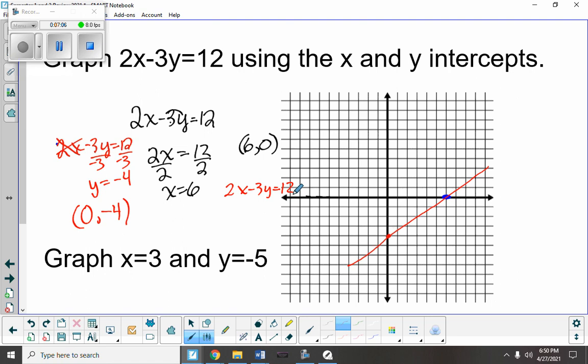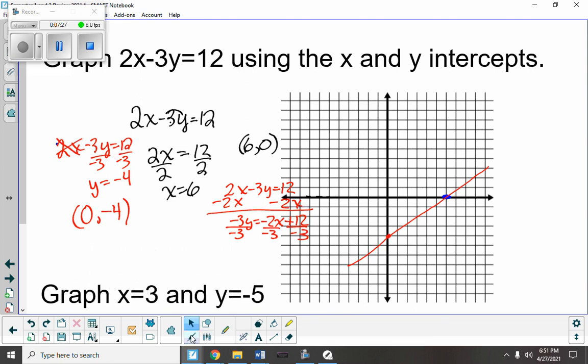Now with something like 2x minus 3y equals 12, you could also rewrite that into slope-intercept form and graph it that way. So let's get the x on the other side. So you have minus 3y equals minus 2x plus 12. And then we have to divide every term by -3. And so we have y equals positive 2/3 x, and 12 divided by -3 is -4.